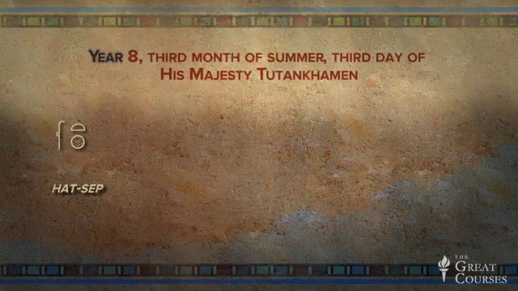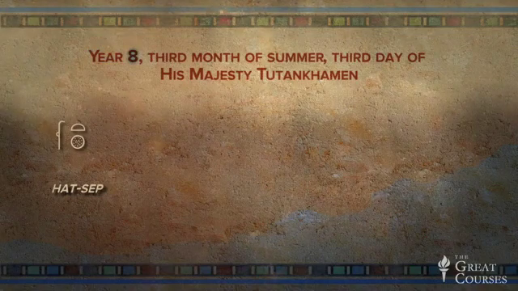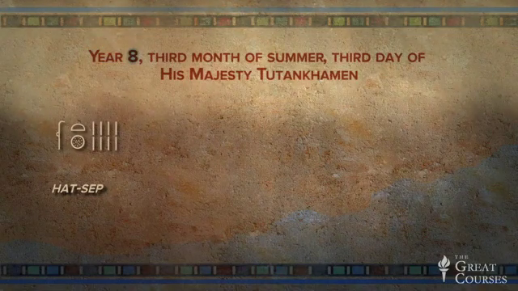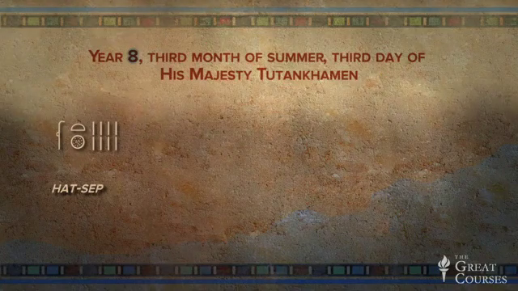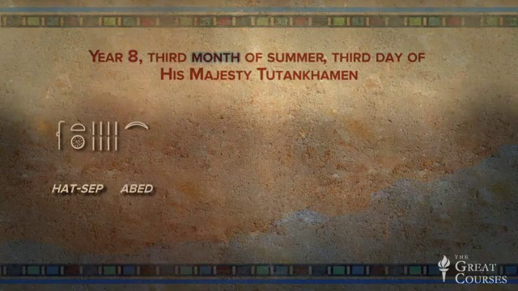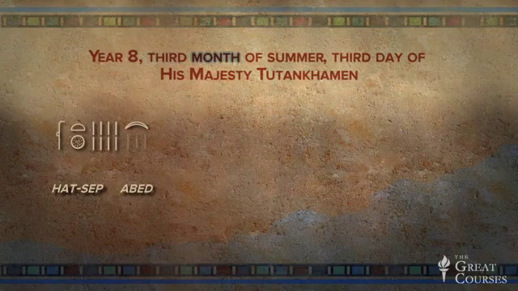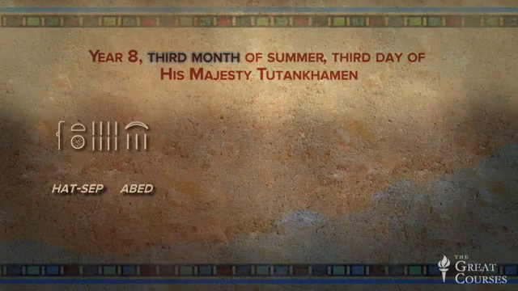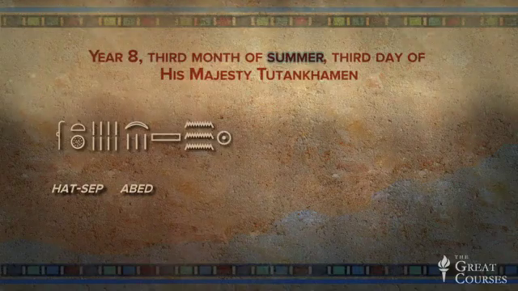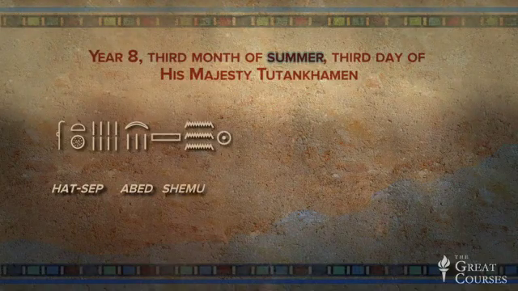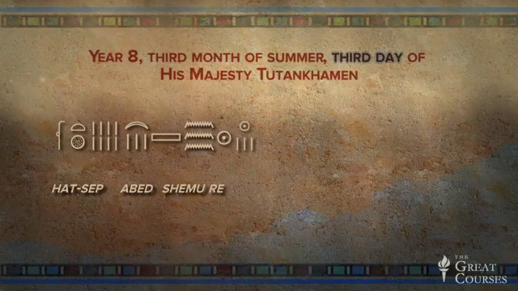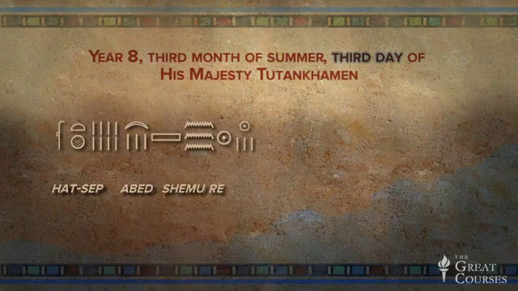Now, our date was year 8. So we add 8 strokes. So that's year 8. Next, we need the month sign. And then we add 3 strokes for the 3rd month. Next, we need the season of summer, Shamu. Then, we just need day 3, which is the solar disk with 3 strokes.